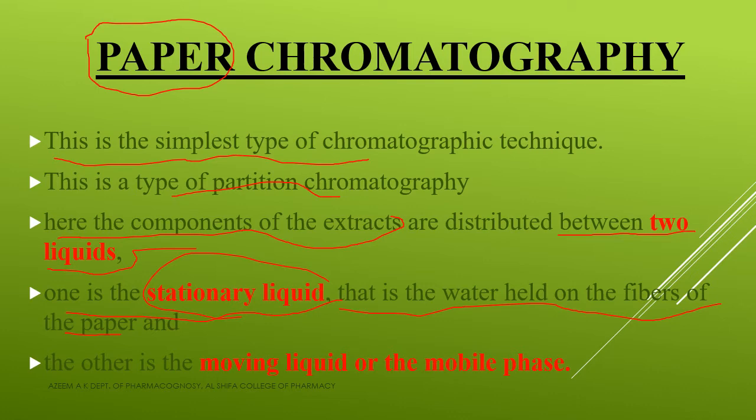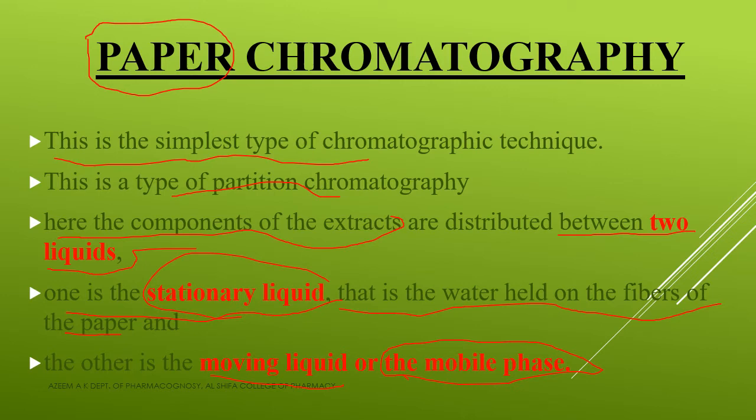So the extract which you are going to separate in paper chromatography is distributed between two liquids. One is the mobile phase and the second one is the stationary phase. The first one is the stationary liquid, and here the stationary liquid is the water which is held by the fibers of the paper. That is the water content that is present inside the cellulose. Okay. So cellulose is present in paper, and this one is a stationary liquid. The second one is the mobile phase, or the moving liquid. The mobile phase you will be preparing. So this is the second phase.